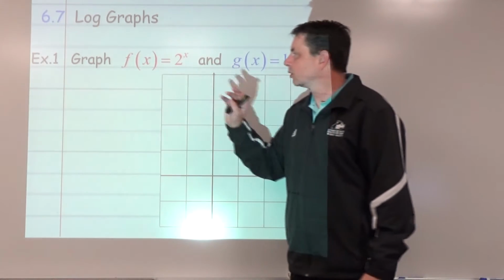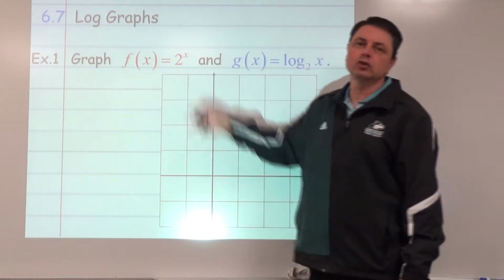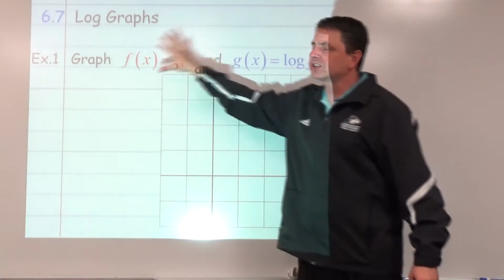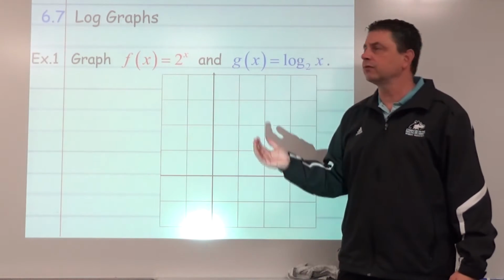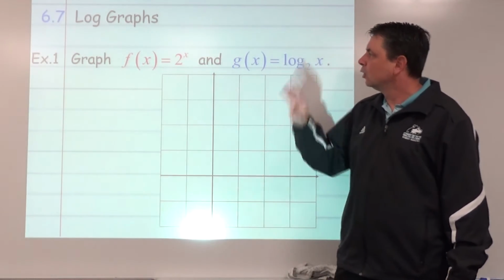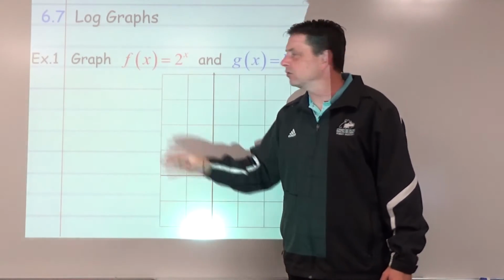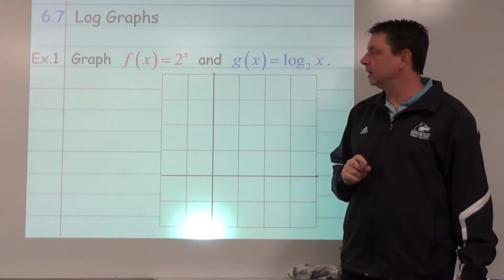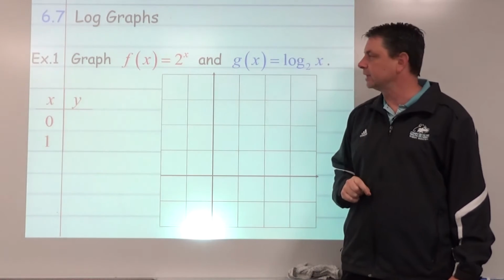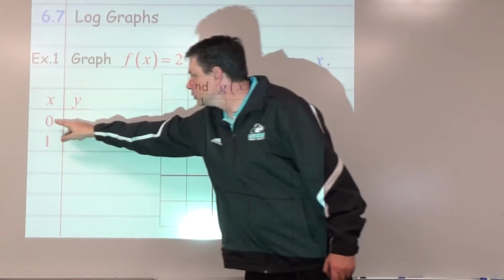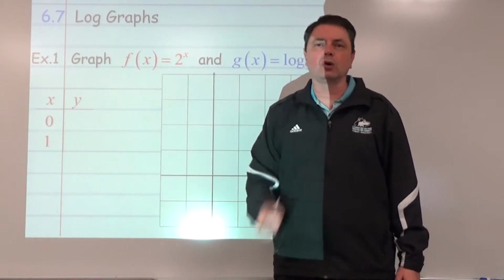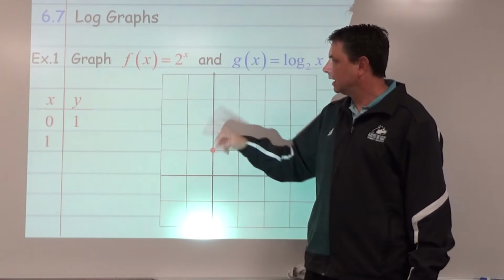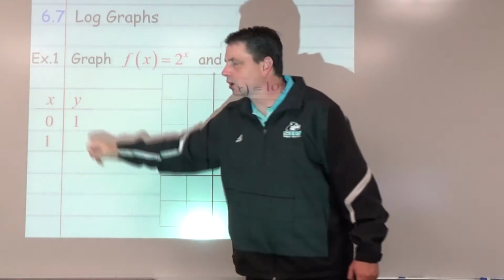We're going to take a look at example number 1, which says graph f of x equals 2 to the power of x and g of x equals log base 2 of x. So we're going to start with this one. This is our exponential function from earlier in this unit, where once we realize the pattern for the exponential function, we're going to do a mini table of values where we pick 0 and 1 for the x's. So if we substitute those in, 2 to the 0 power, that's the 0 exponent property, that's 1. And then 2 to the first power is 2.